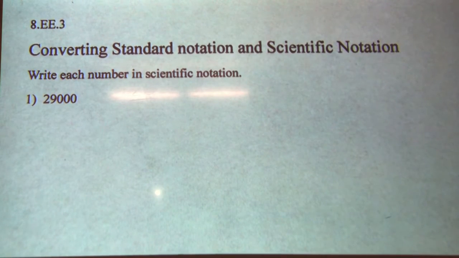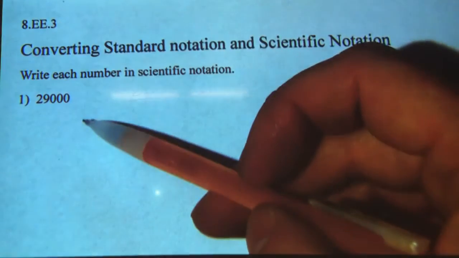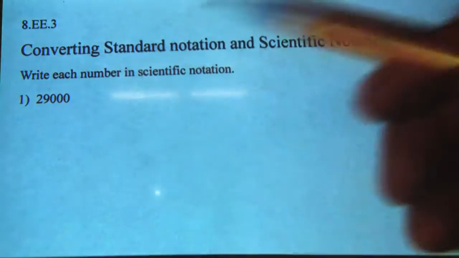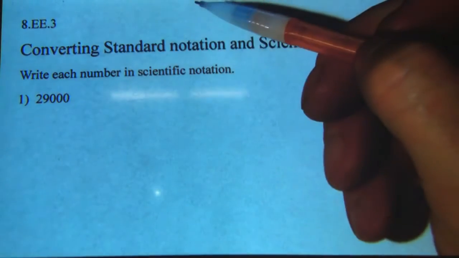So this video is about converting numbers between standard notation and scientific notation. Here we have a number in standard notation, the number 29,000. We're going to write 29,000 in scientific notation. Scientific notation is when you write a number as a number between 1 and 10 times a power of 10.